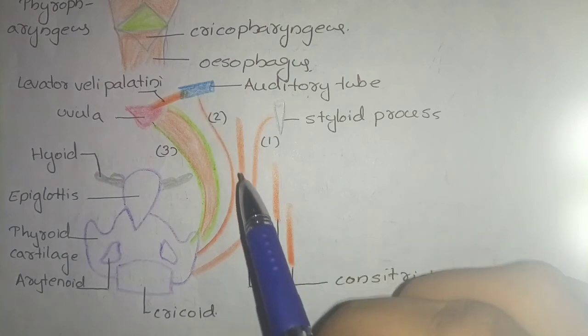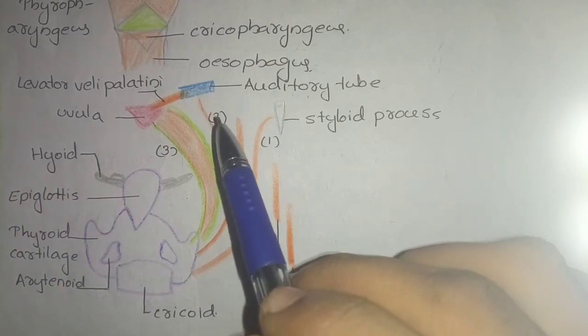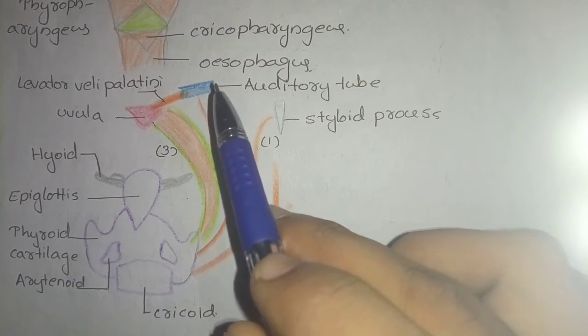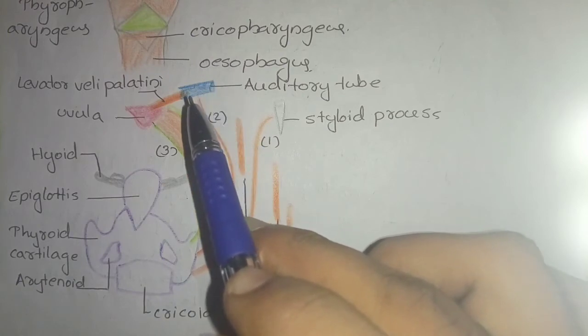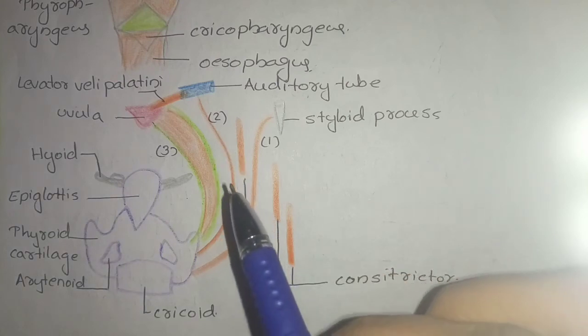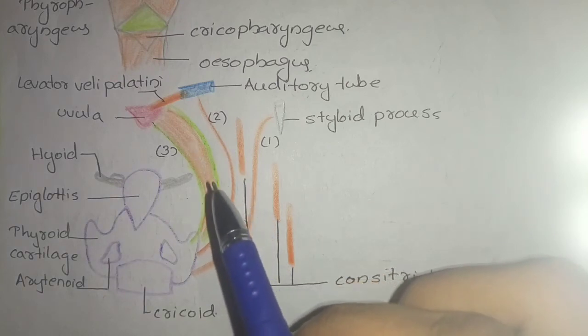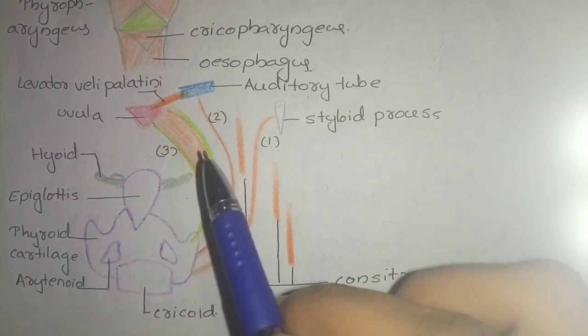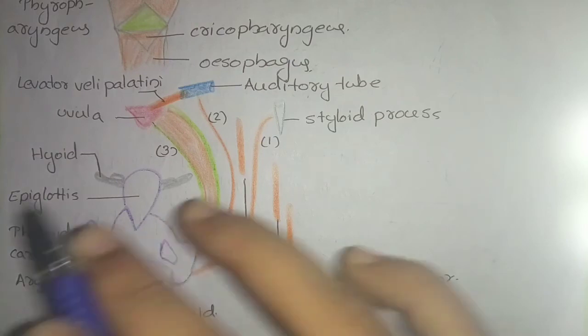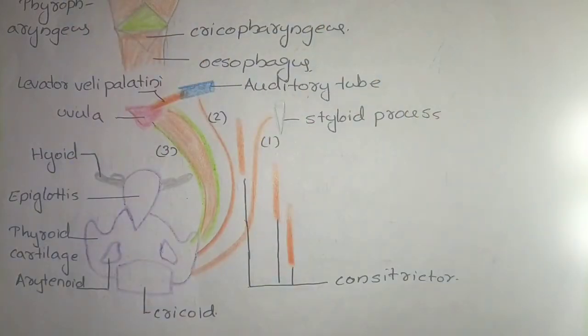This muscle marked as 2 is the salpingopharyngeus. It originates from the auditory tube. Here we can see the auditory tube. It originates from the auditory tube, descends downward, and fuses with the palatopharyngeus. That's all for the longitudinal muscles.